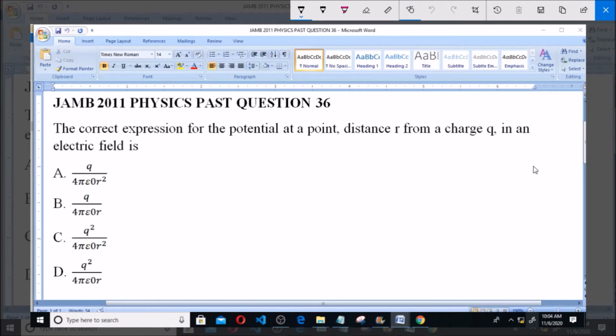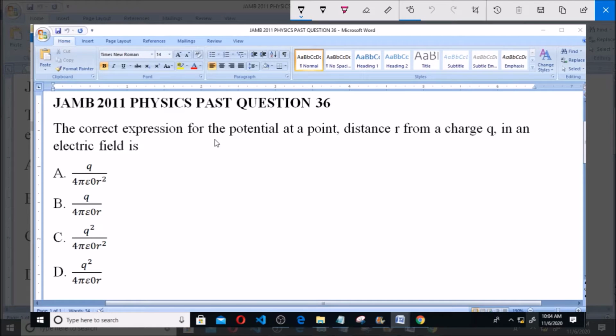The correct expression for the potential at a point, distance r from a charge q in an electric field is: A. Q over 4 pi epsilon naught r square, B. Q over 4 pi epsilon naught r, C. Q square over 4 pi epsilon naught r square, D. Q square over 4 pi epsilon naught r.